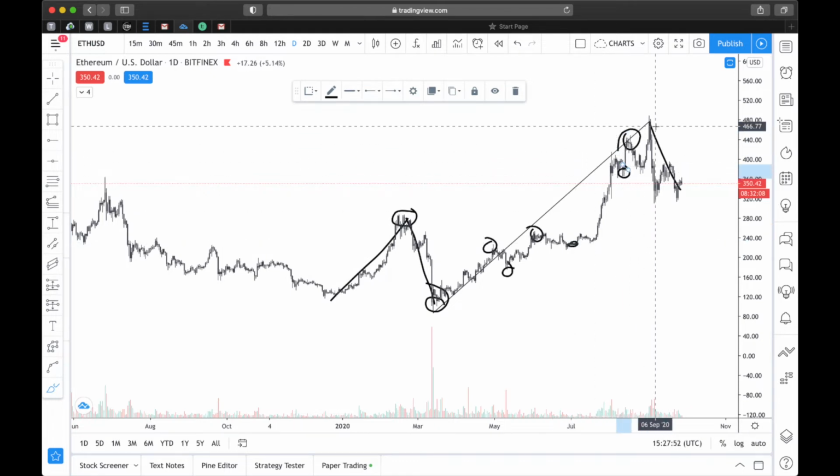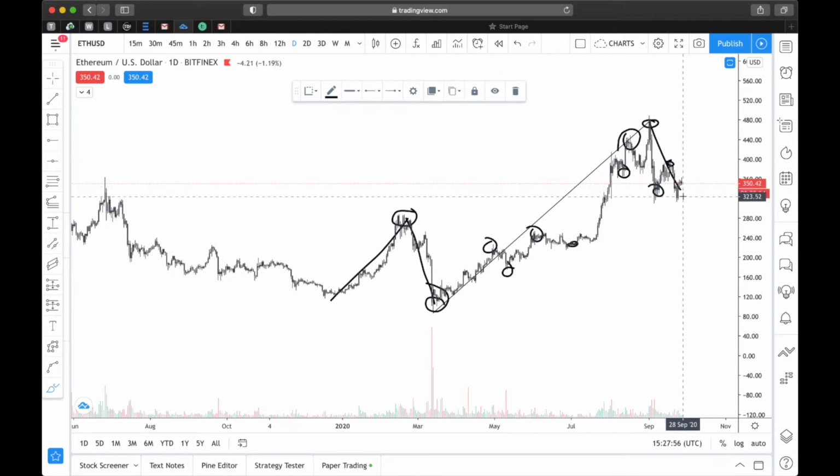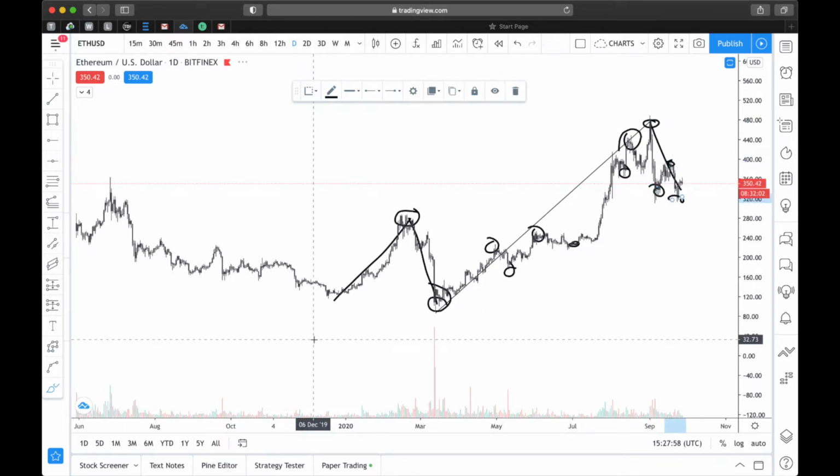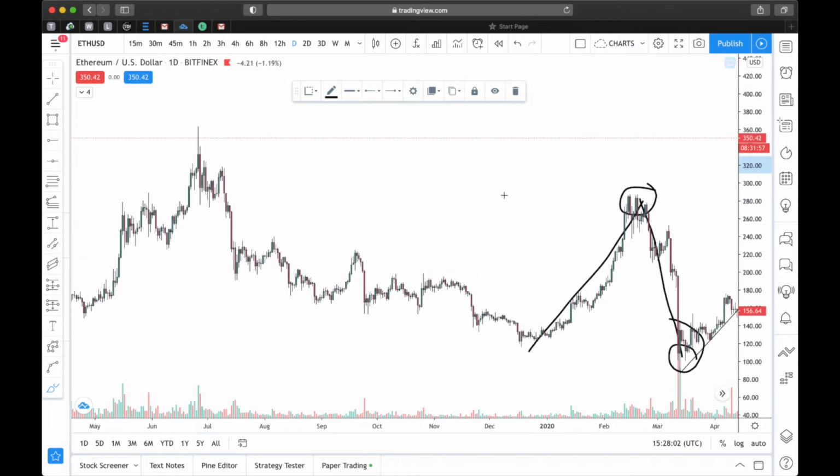This is a swing. This is a swing. This is a swing. Do you understand? Let's pick out more swing levels. This is a swing level. Several swing levels.